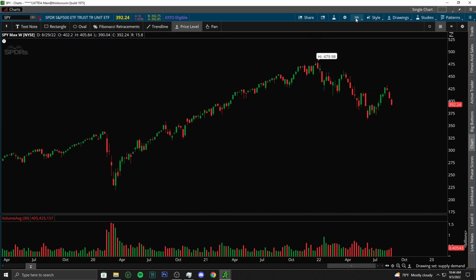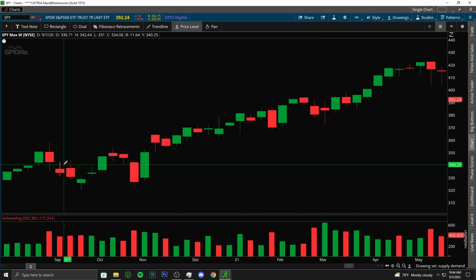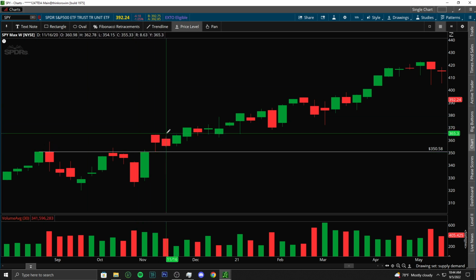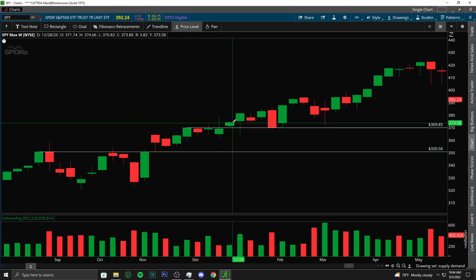I go to the weekly time frame, and just like when we do the TA routine on the daily time frame to help us get smaller time frame levels, we're going to be doing the same thing, but on the weekly.